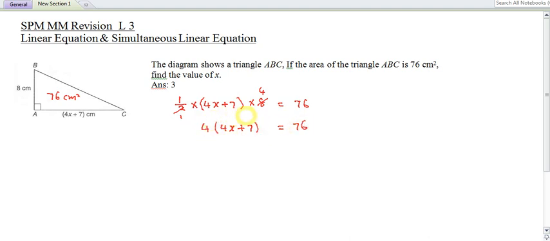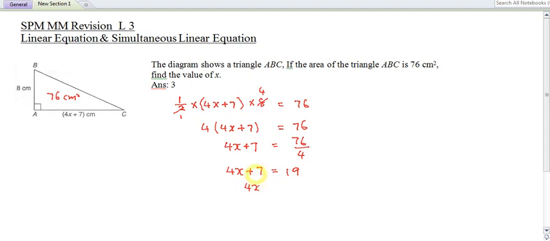Okay, the 4 you can bring it here. If you don't want, this is actually 4 times the whole thing here. It can be divided by 4. You just take 76 divided by 4, right? Okay, so x plus 7 is equal to 19.